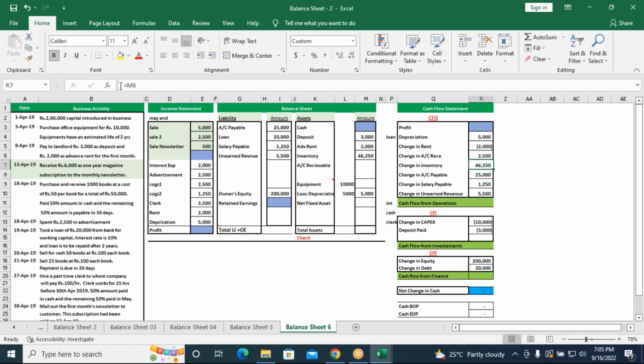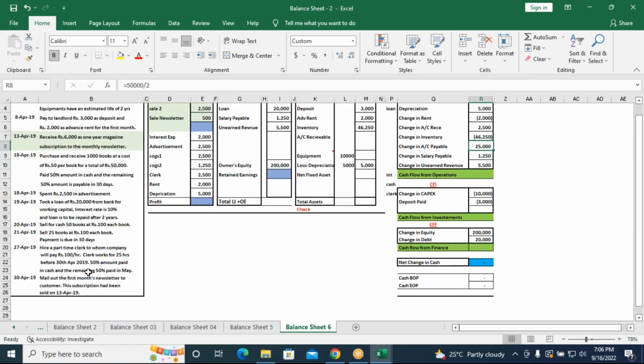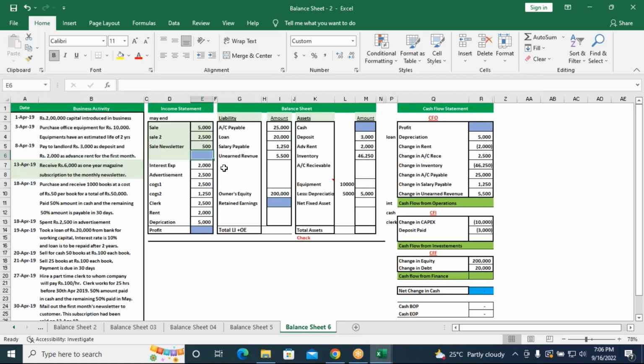So inventory here will come in minus because of the amount I have spent on inventory. Okay. So next, what else do we have to fill? Okay, then hiring is done. Mail out the 5th month newsletter subscription. Okay, let's see.